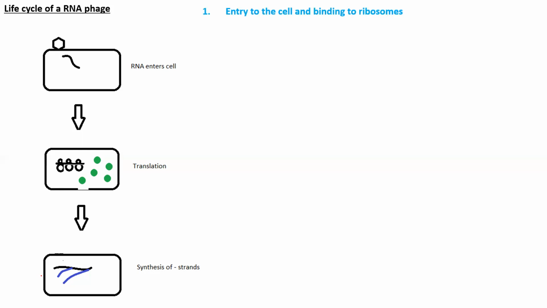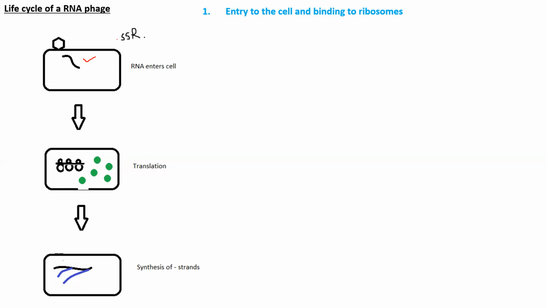First step is entry to the cell and binding to ribosomes. So these phages attach to the host cell by binding to the pilus, and then they inject their genetic material, which is single-stranded RNA. And once the genetic material is injected inside the host cell, this genetic material is single-stranded RNA of positive polarity.